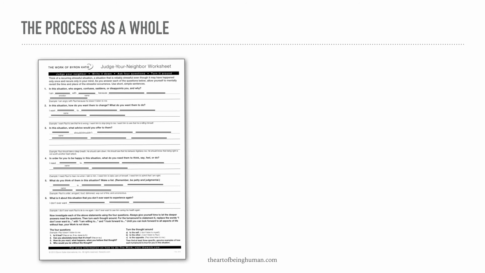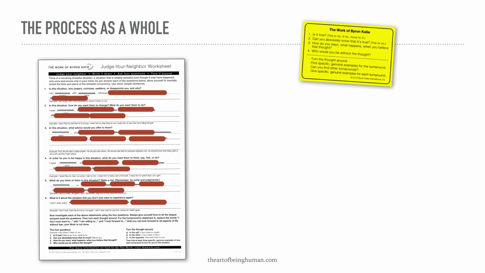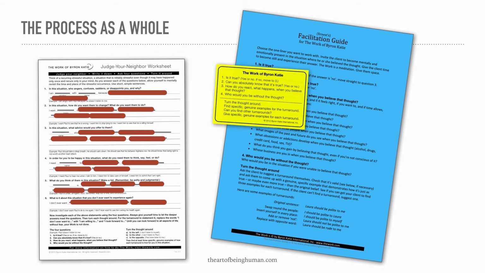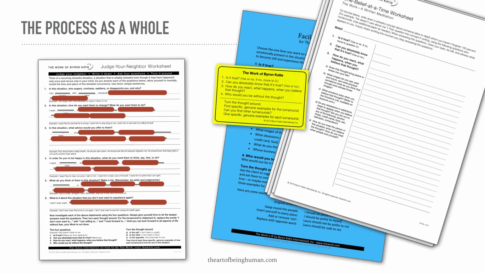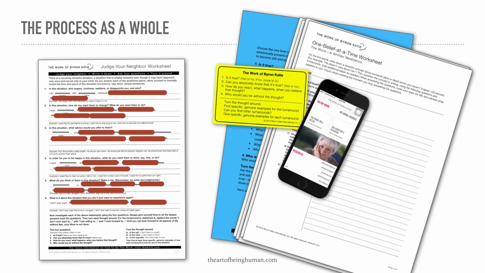The JYN gives you a number of individual one-liners to work with, and you can either take them through the process using simply the yellow card, using the expanded version with the sub-questions. You can get out a bunch of One Belief at a Time worksheets, or you can work them using the app on your phone or iPad.